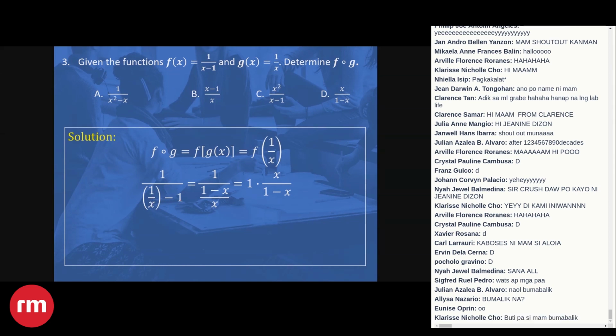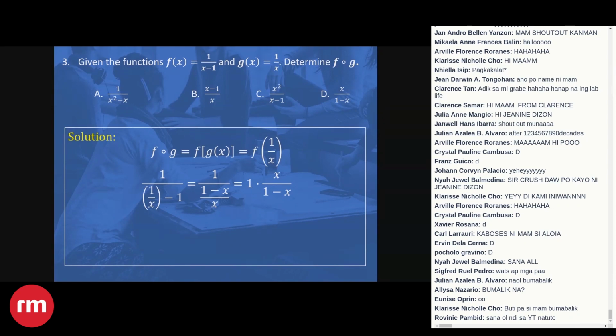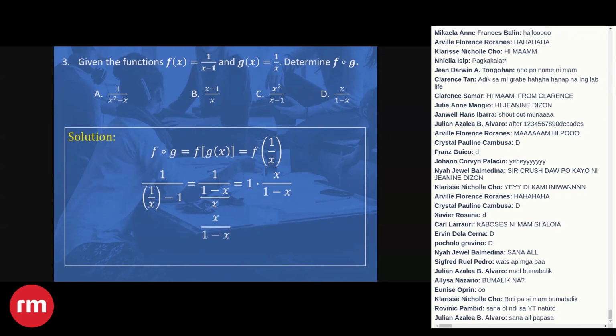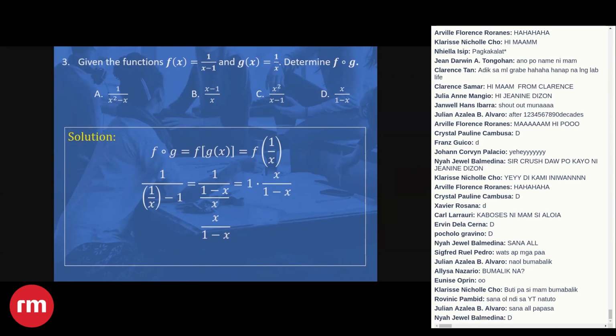Then you perform this complex fraction by simplifying first the denominator. So the LCD is x, so you have 1 minus x all over x. And then you do some division of fractions. So you just multiply by the reciprocal. And finally, you will have x over 1 minus x. So for number 3, the correct answer is letter D.